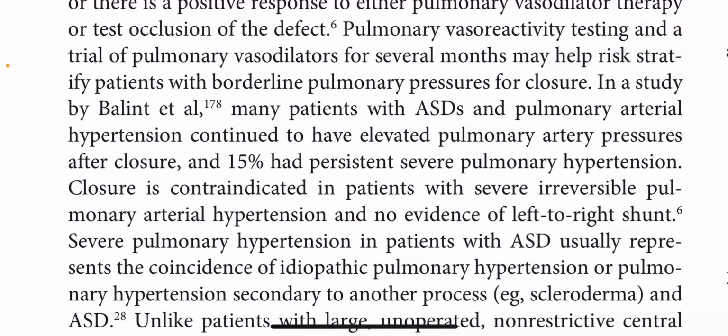Pulmonary vasoreactivity testing and the trial of pulmonary vasodilators for several months may help risk stratify patients with borderline pulmonary pressures for closure. In a study by Balint et al., many patients with ASDs and pulmonary arterial hypertension continued to have elevated pulmonary artery pressures after closure, and 15% had persistent severe pulmonary hypertension.